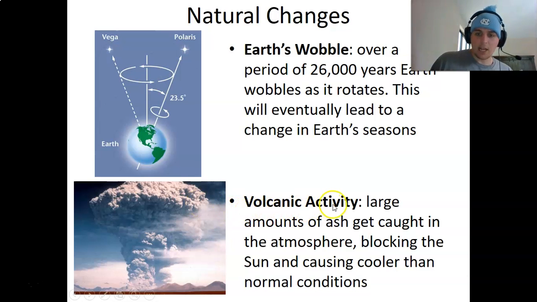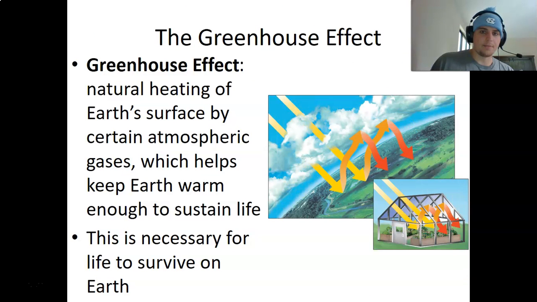And major volcanic activity. Large amounts of ash can get caught in the atmosphere. That can block the sun and cause much cooler conditions than normal. This would really only be a big problem if we had a supervolcano erupt.